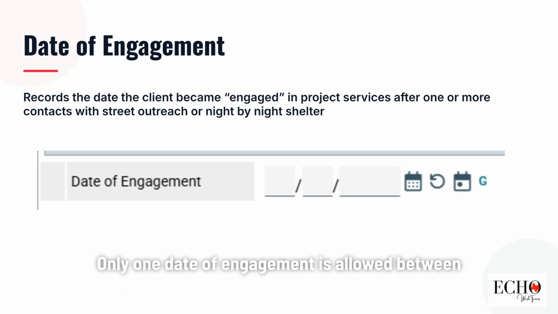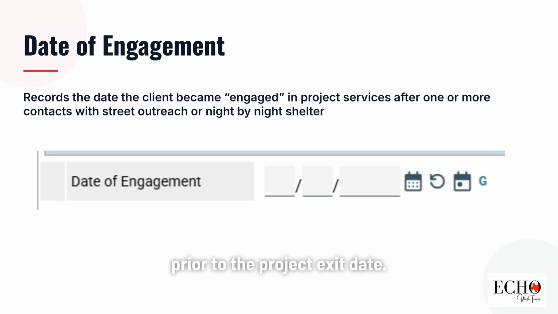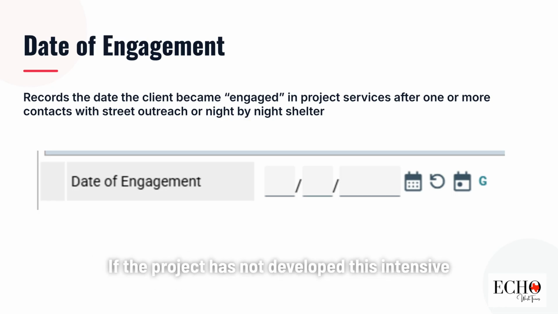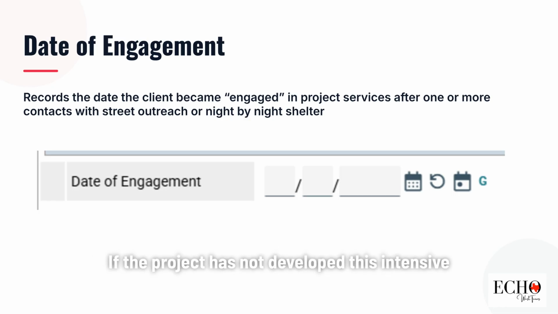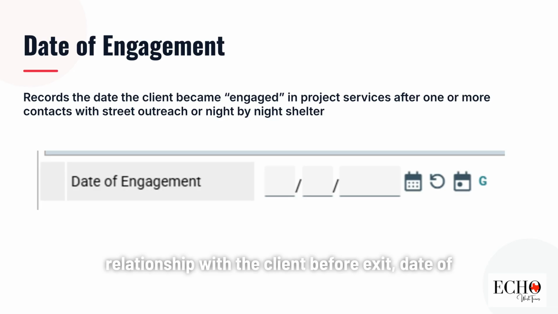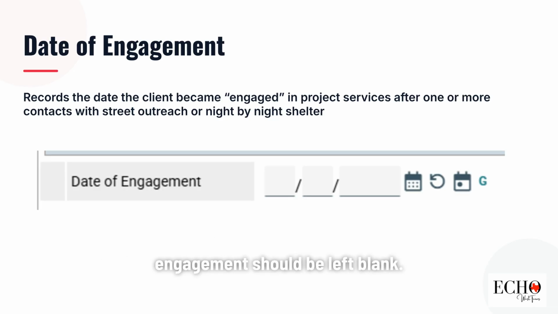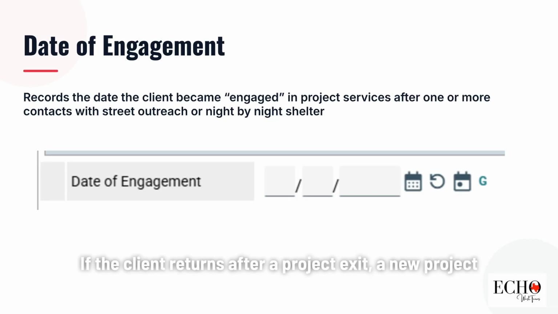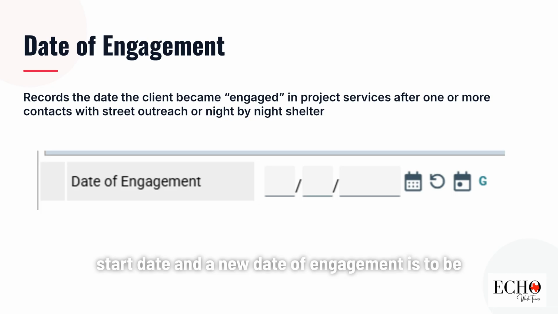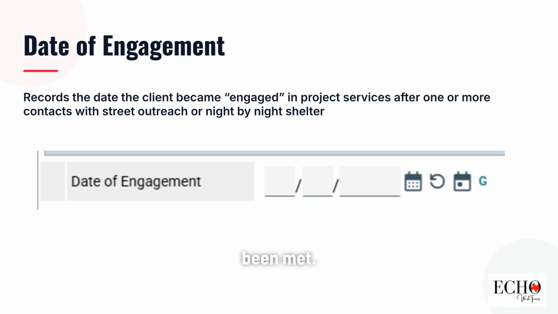Only one date of engagement is allowed between project start and project exit. This date may be on or after the project start date, and if the client becomes engaged, must be on or prior to the project exit date. If the project has not developed this intensive relationship with the client before exit, date of engagement should be left blank. If the client returns after a project exit, a new project start date and a new date of engagement is to be established once the criteria for engagement has been met.